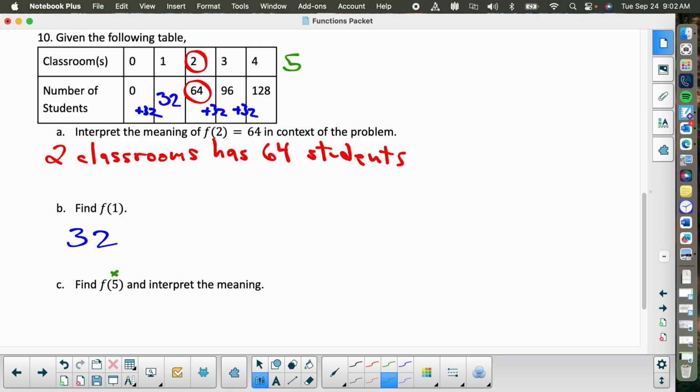Okay, that absolutely works. So I was just going to say add 32 to that, but 5 times 32 is the exact same thing. So that's 150, 160. Perfect. Interpret the meaning, there's 160 students. Nice job. I think that's the bottom of the page.